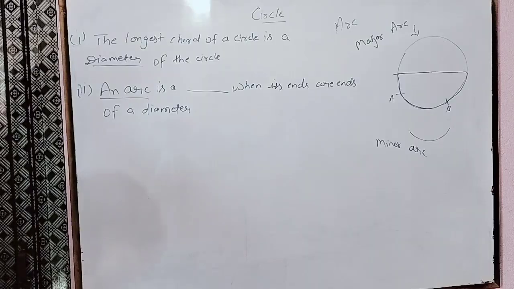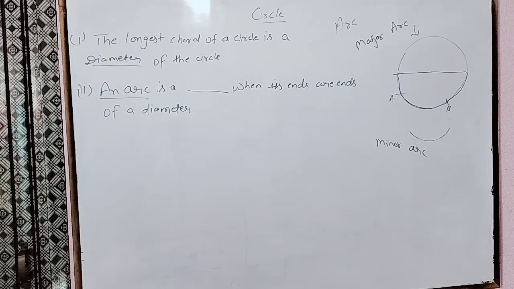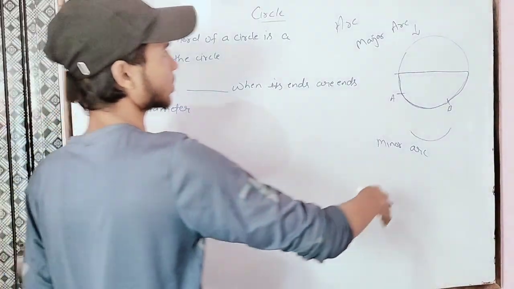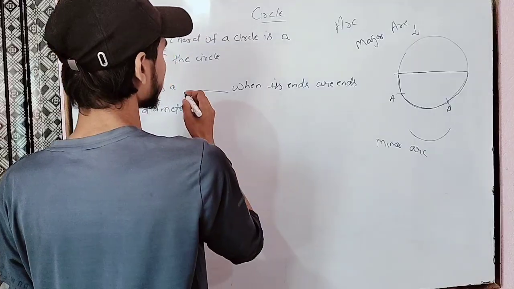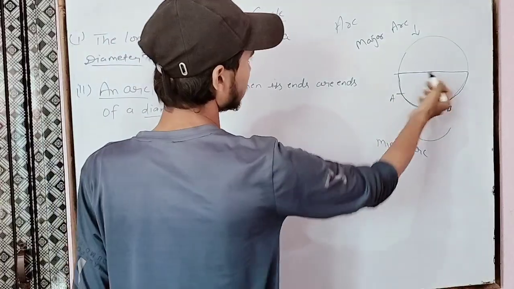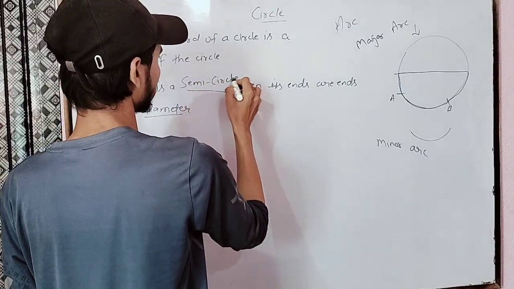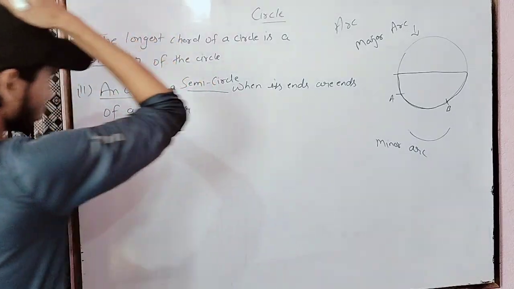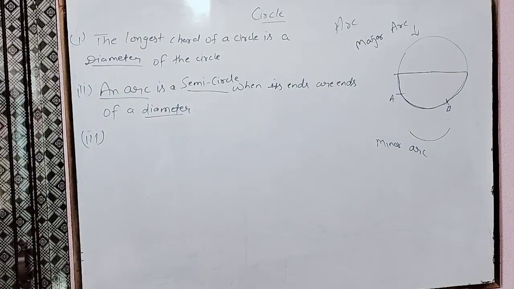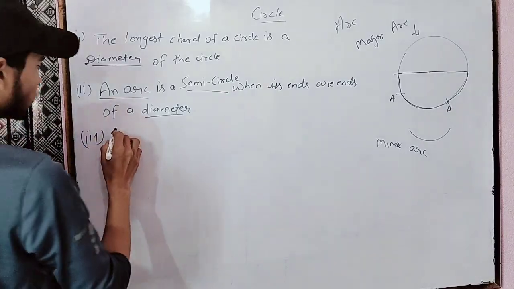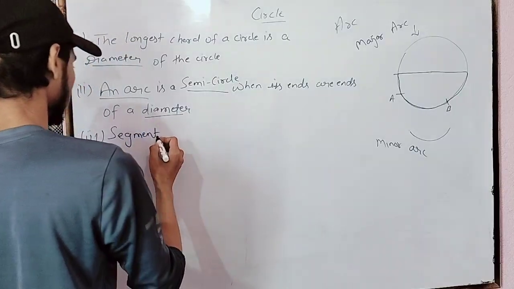Semi arc. Otherwise, we can say semicircle, because a diameter is being taken. That's why it is a semicircle. Next question. Next is a segment.